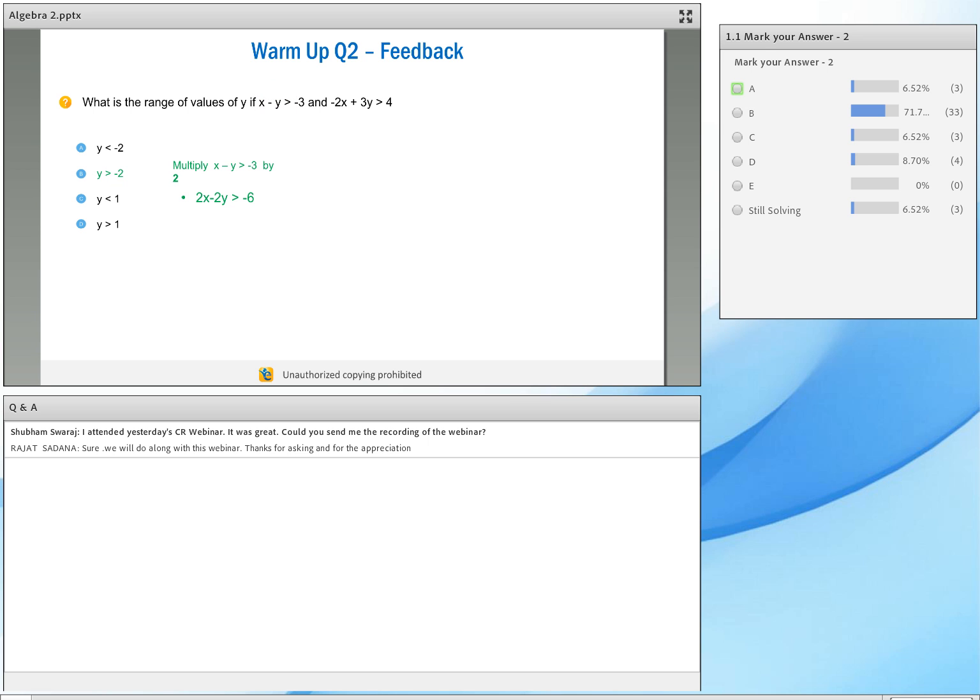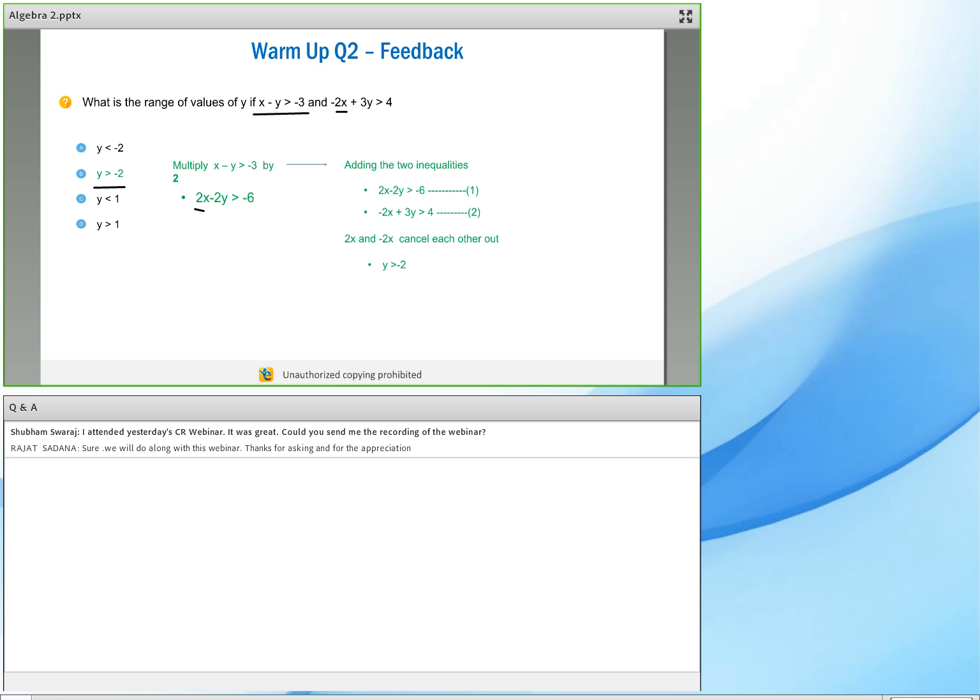Let's try and use a different annotation. Take the first inequality over here and multiply it by 2, and you get 2x minus 2y is greater than minus 6. So you have plus 2x over here and minus 2x over here, and you simply add these two inequalities. 2x and minus 2x get cancelled and you're left with y is greater than minus 2, which is your answer over here. Again, 72% of you got it right.